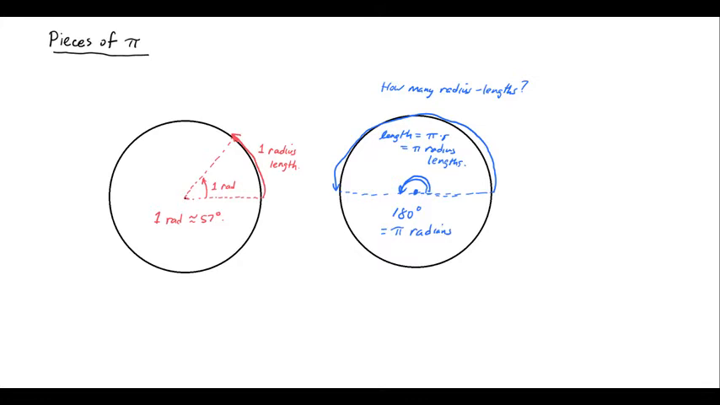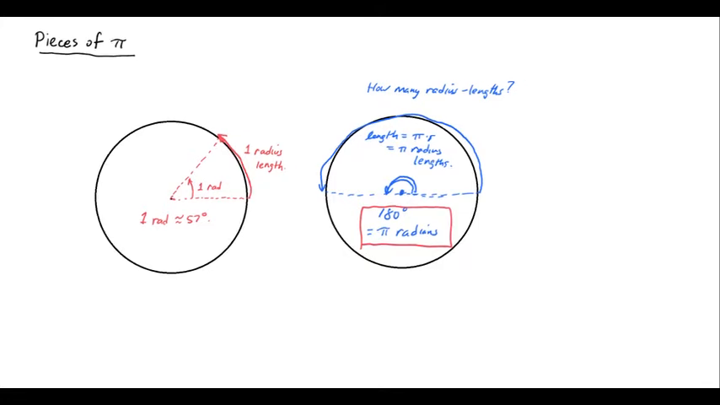Now there are going to be some other angles whose measures we're going to need to know in both degrees and radians. And it's going to turn out that all of them, more or less, we can figure out using this one fact, the fact that 180 degrees is equal to pi radians. So let's keep that fact in mind as we proceed here.